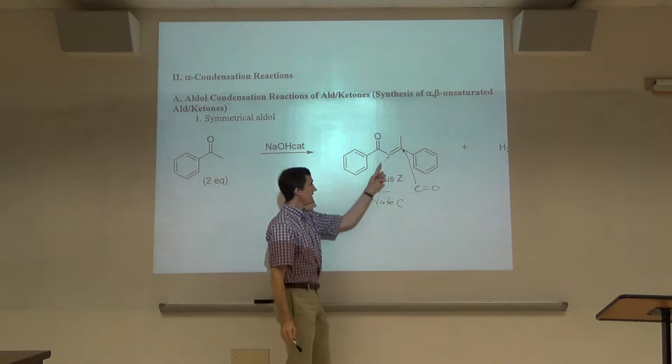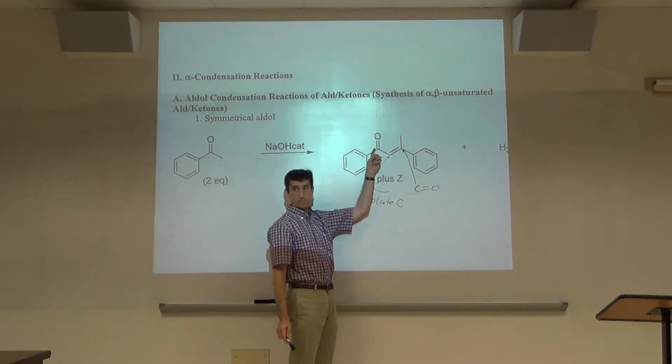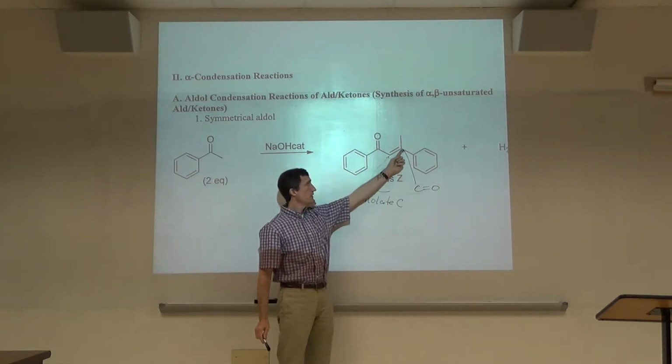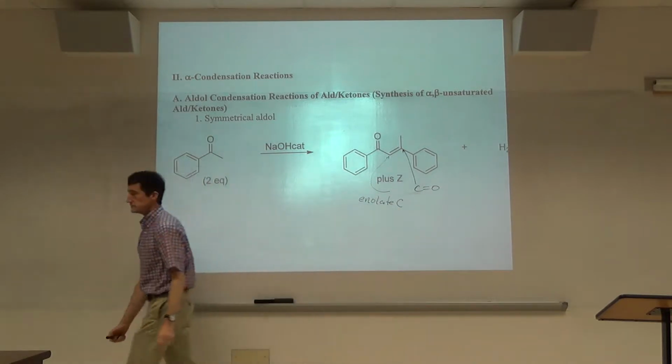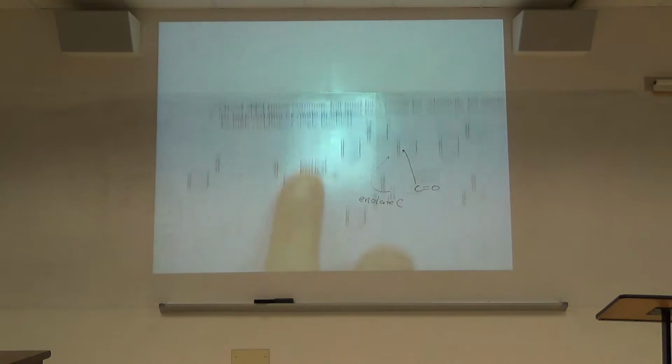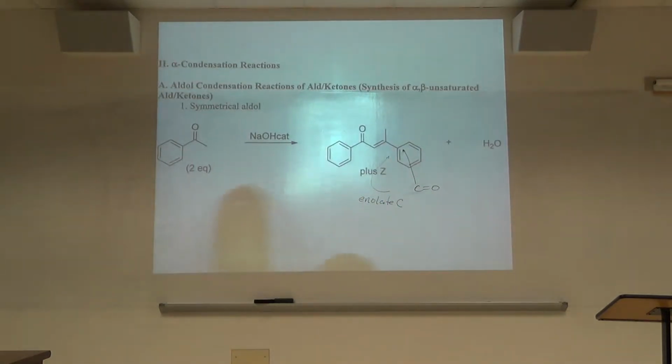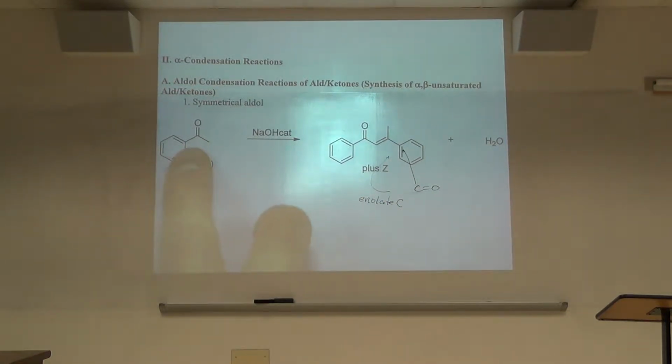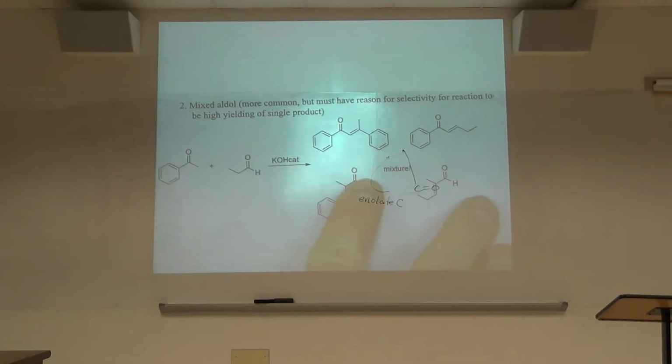How do you know that was the enolate? Because it's next to a carbonyl. The other carbon was originally a carbonyl. Okay, that was a symmetrical aldol, just basically this molecule reacting with itself. Hydroxide catalyst, that's where we left off.